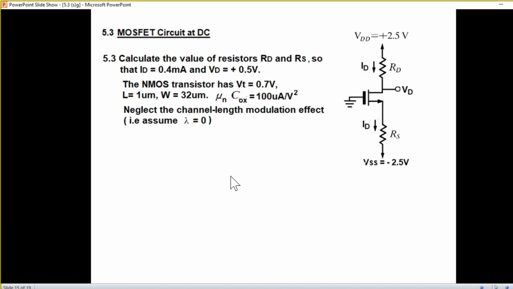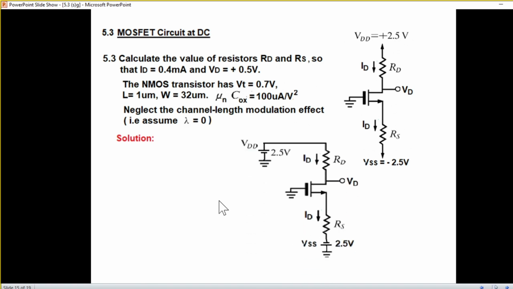Okay, now we can start our question. Now let's solve the example. Let's discuss the example solved in the book. This is the circuit diagram, and the parameters are given here. So the first thing I prefer to do is replace these voltages with the proper batteries, so it becomes easy for me to write KVL equations.